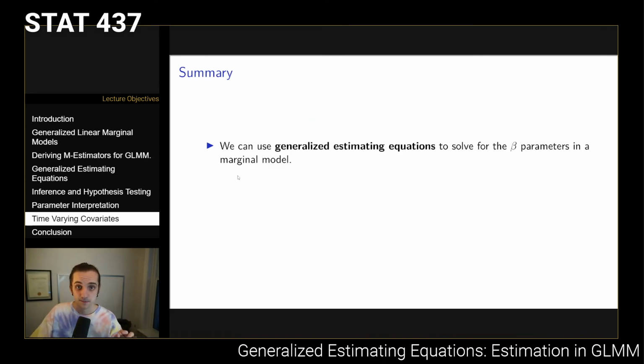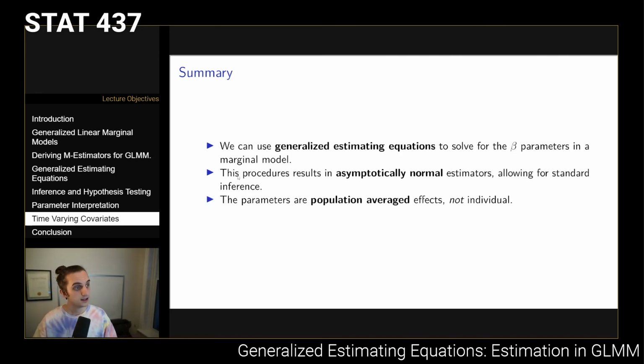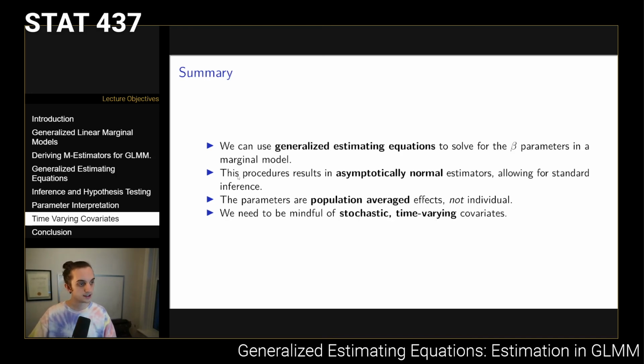So in summary, generalized estimating equations are a way for us to solve for the beta parameters in a marginal model. The procedures result in asymptotically normal and consistent estimators, and we get all of this for free from the fact that these are just M-estimators. The parameters in a generalized linear marginal model are interpreted as population averaged effects, not individual level effects, and we need to be mindful of time-varying covariates, which are stochastic in nature. We don't have to worry about time-invariant covariates or deterministic covariates. We just have to worry about those time-varying covariates which are stochastic.